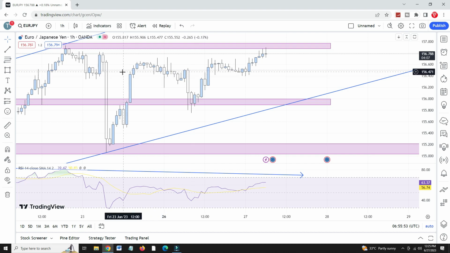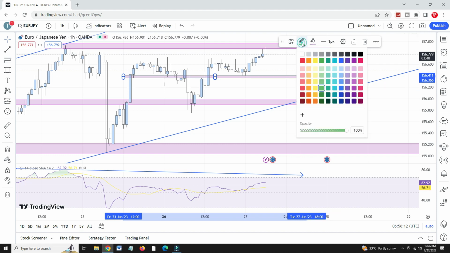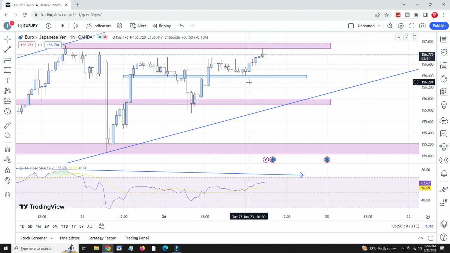Let's see if we can get any other levels over here. Clearly this is one level. Let's mark this. Since this is 1 hour, we'll mark it with a green. No, not a green. We'll mark it with a blue. This also becomes a blue. Right. So this is the 1 hour level.